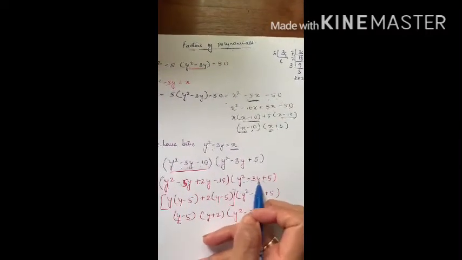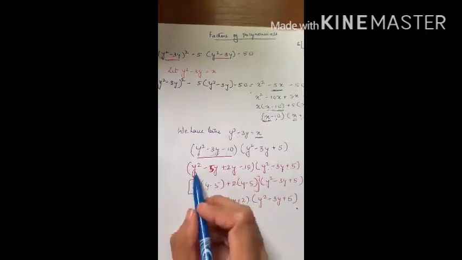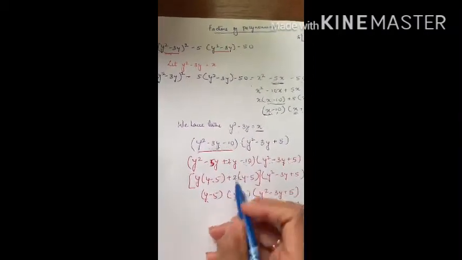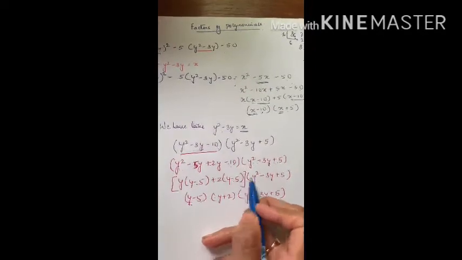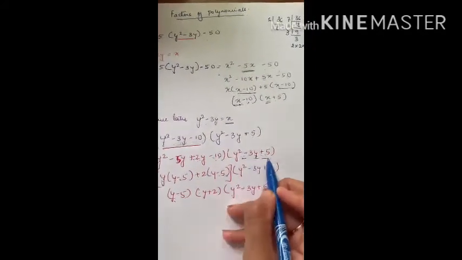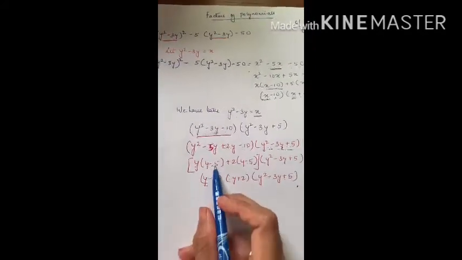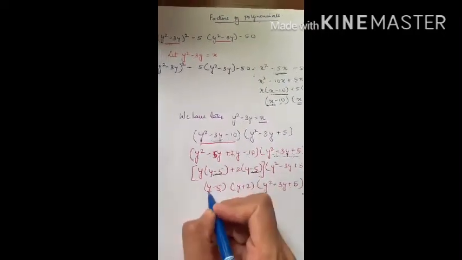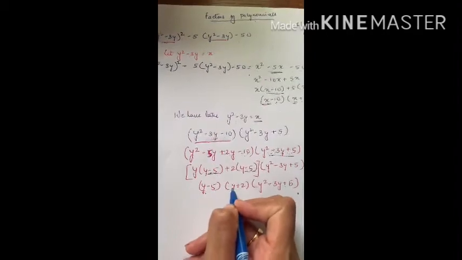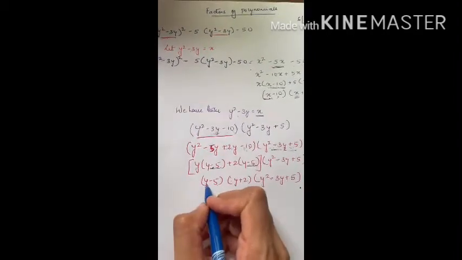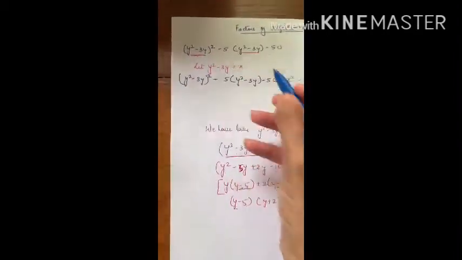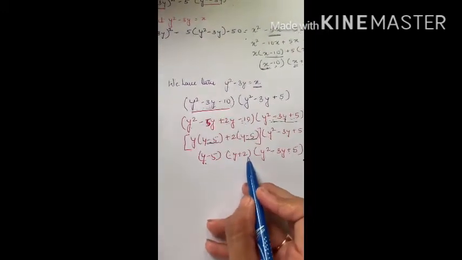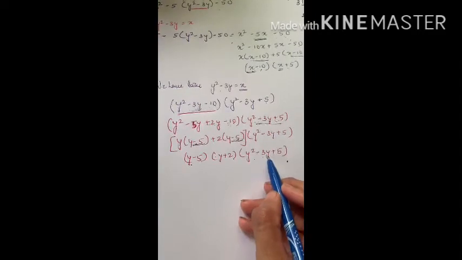Here I cannot split the middle term. So y common, y minus 5 plus 2 common in these two terms. So y minus 5. And write the entire term as it is. Now taking common, y minus 5 is common in these two. So take that out. You are left with y plus 2. So the bigger equation will reduce into y minus 5 into y plus 2 into y square minus 3y plus 5.